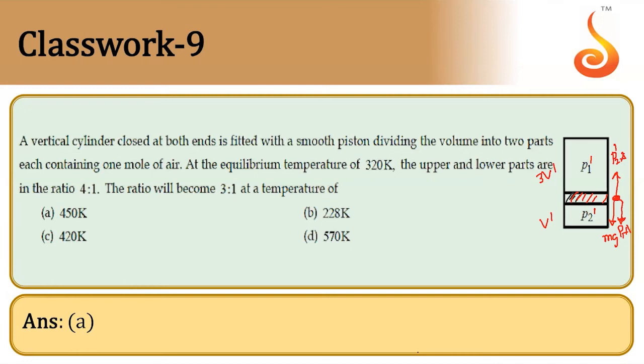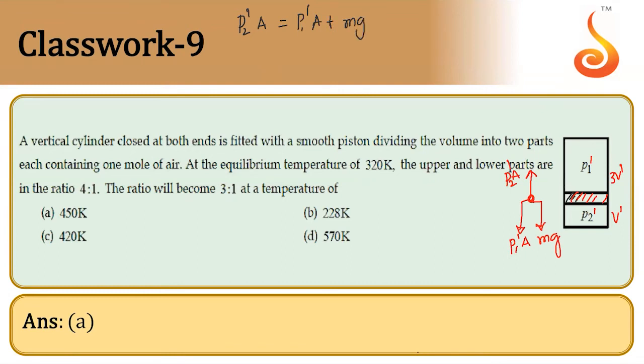Or else I'll write these volumes this side. So here the volume is V dash, and this is 3V dash. Now again, if you account for equilibrium, here P2 dash into A, and here P1 dash into A and mg. So the sum of upward force P2 dash A is equal to P1 dash A plus mg.